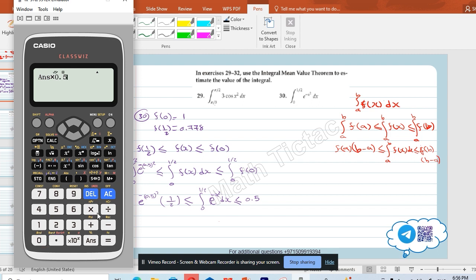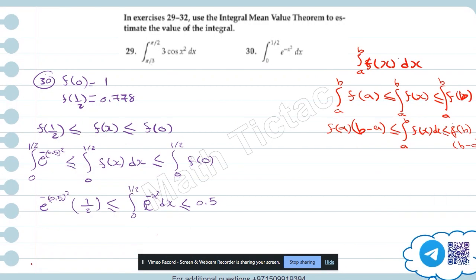So this is 0.389. So this is 0.389 less than or equal to the integration from 0 to 1 of 2e to the power minus x squared dx, less than or equal to 0.5.